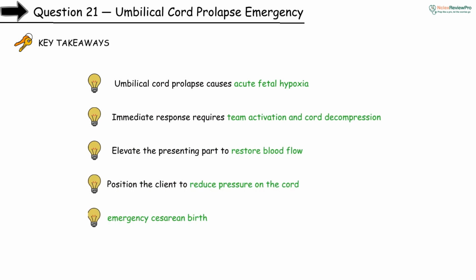So the key takeaway here is this: umbilical cord prolapse is a life-threatening emergency that causes acute fetal hypoxia, and management requires immediate team activation along with rapid decompression of the cord by elevating the presenting fetal part, followed by positioning, oxygenation, and preparation for emergency delivery, with the understanding that relieving compression is the only intervention that directly restores fetal circulation. Now let's continue as we move deeper into labor emergencies.